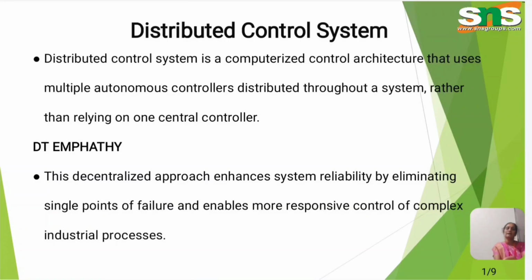Let us understand why we go for a distributed control system. This approach greatly improves reliability because there is no single point of failure, and it also makes the system more responsive to change in complex industrial processes such as in a chemical plant, power station or oil refinery. So, it removes the single point of failure and enables more responsive control of complex industrial processes. We need a better system. So, we go for a distributed control system.